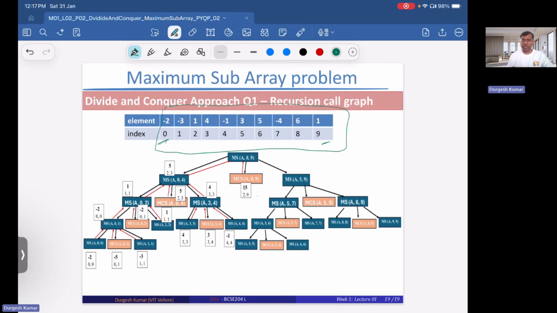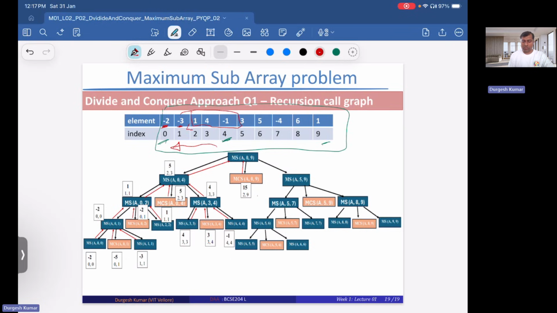So let us calculate the mid. Mid is (0 plus 9) by 2, that is 4. So it must include this element, the element 1, and it has to extend on the left hand side as much as possible. So we can extend 4 increasing the sum, we can extend 1 increasing the sum. We cannot include -3 because it decreases the sum. Again, you cannot include -2, so it decreases the sum. So on this side we got the subarray that maximizes the sum: 1 4 -1.